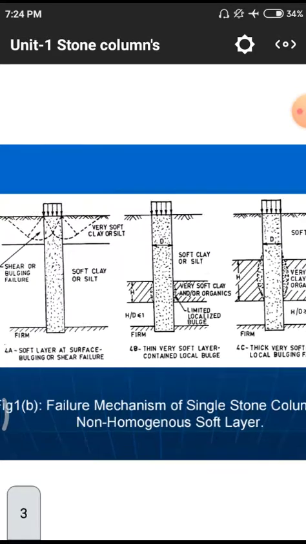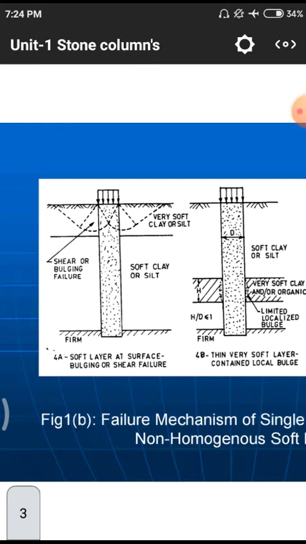In the first diagram itself, we have very soft clay or silty clay eroded from a particular depth. After that, we have soft clay or silt. Very soft clay and soft clay have some minute changes in particle sizes, so there is a difference between those two clays.